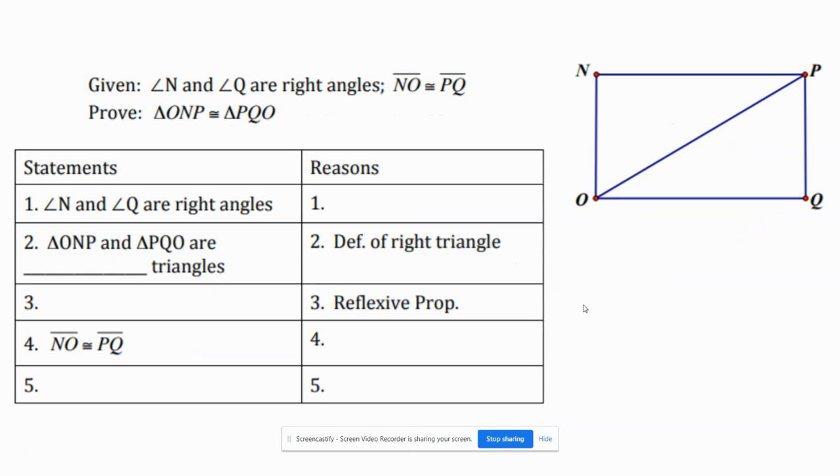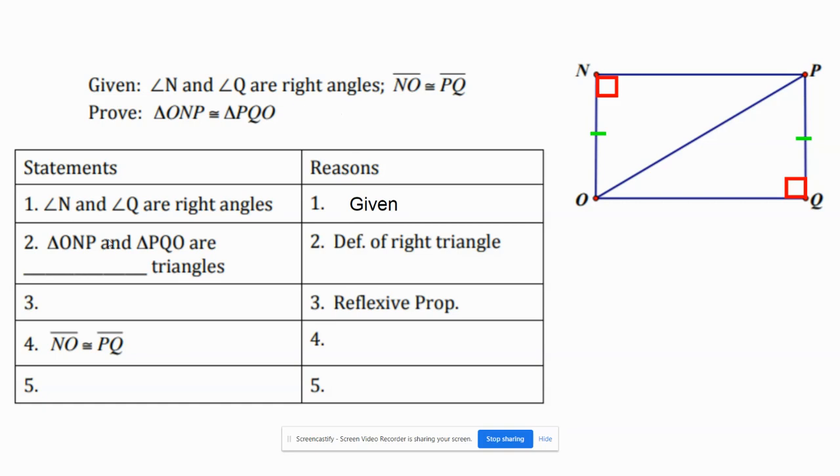All right, this one kicks it up a notch a little bit. So this one you'll notice here, it doesn't list everything that's been given right away. This one we're going to kind of walk through step by step and build each piece of our congruence statement as we go. So I know that N and Q are right angles, and I know that because it's been given to me. It says so right here in our given statement.